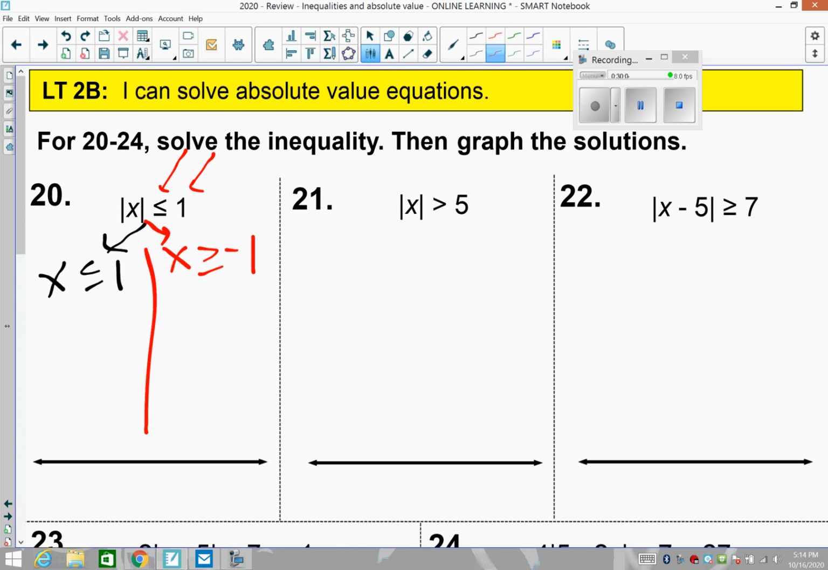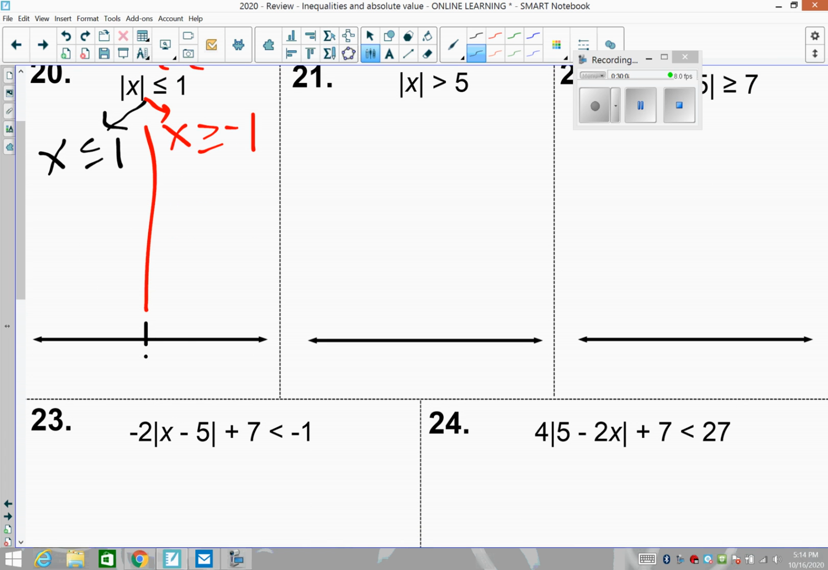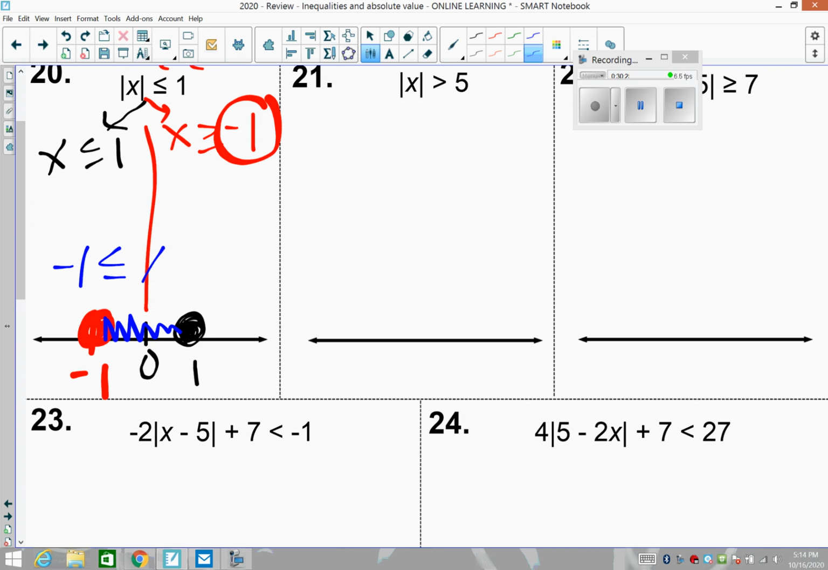Then to graph that, here's 0, here's 1, a closed circle at 1, then we're shading to the left, a closed circle at -1, and we're shading to the right. So this graph is going to go in between -1 and 1. So it would be -1 is less than or equal to x is less than or equal to 1. Go ahead, pause that video, watch that again over and over.